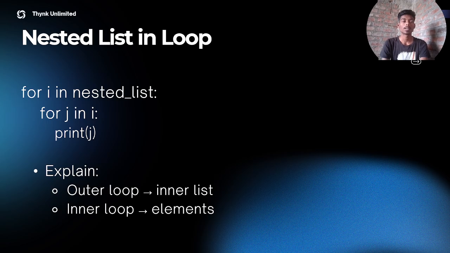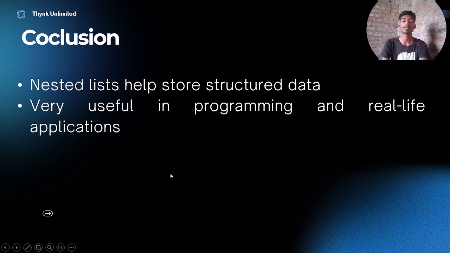Now, nested list in a loop. We use a for loop for accessing elements of a nested list. The first loop, the outer loop, is for the inner lists, and the inner loop is for the elements inside the inner lists. So we have for i in nested_list, for j in i, and it will print the elements inside the nested list. Basically, the conclusion is that nested lists help to store structured data and are very useful in programming and real life applications.